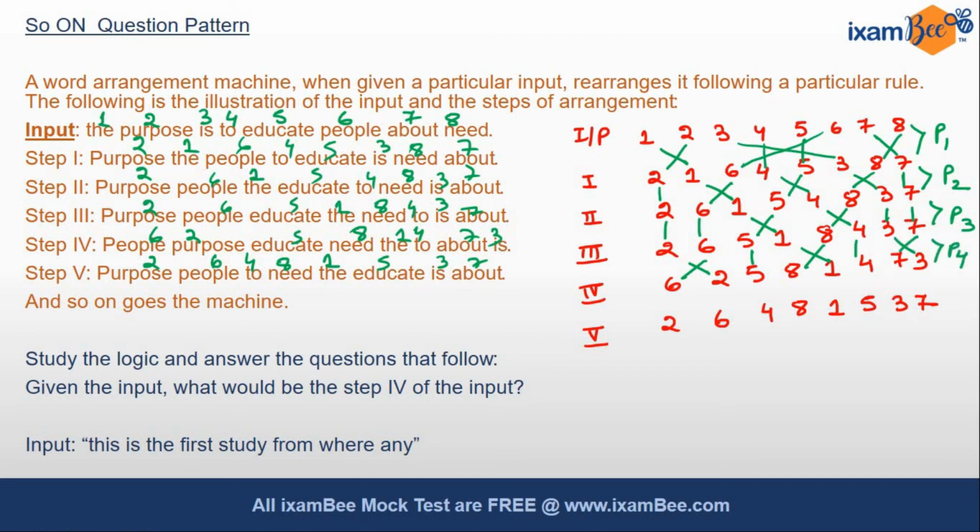From 4 to 5, 6 and 2 have exchanged, 5 and 4 have exchanged, 8 and 1 are at the same position, 7 and 3 have exchanged. So if you see, by going from 4 to 5, the pattern which is there is the same as the P1, that is here also pattern 1 is being followed.